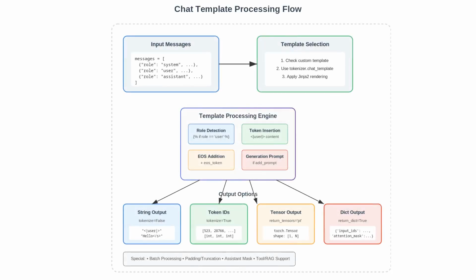Let's visualize the processing flow to understand how templates process messages through various stages. This diagram shows the journey from raw messages through template processing, tokenization, and finally to model-ready input. Each stage transforms the data in specific ways, adding role markers, applying special tokens, and converting text to numerical representations.